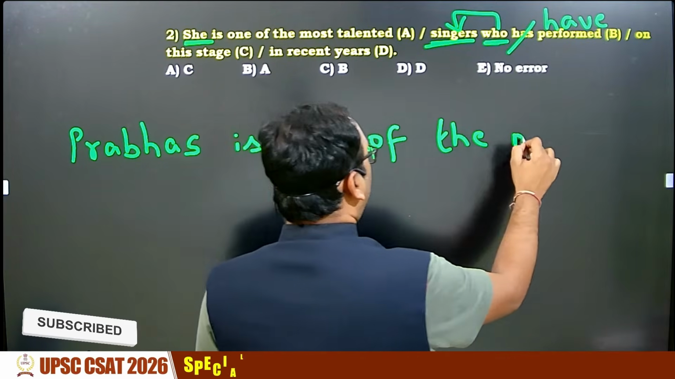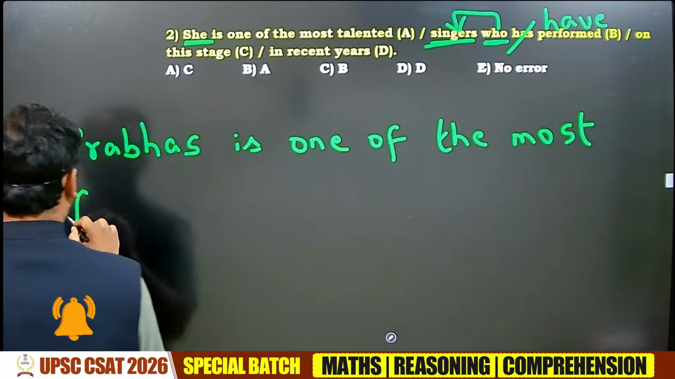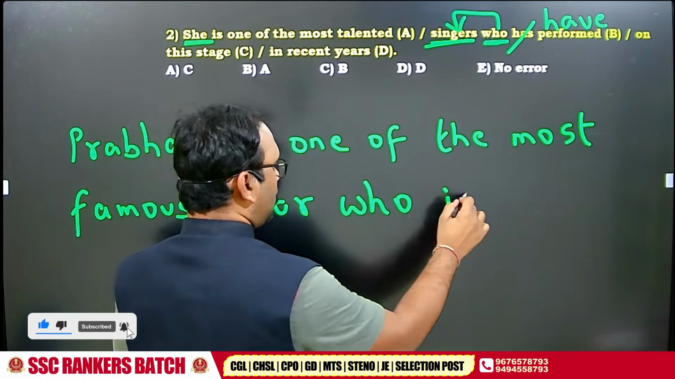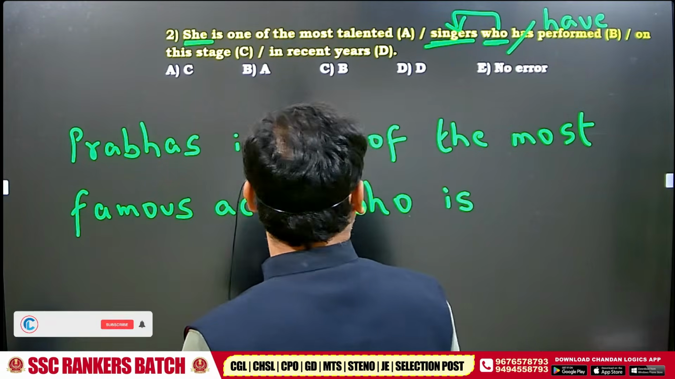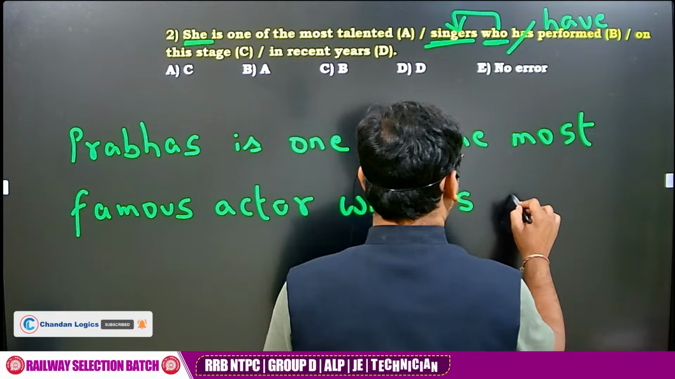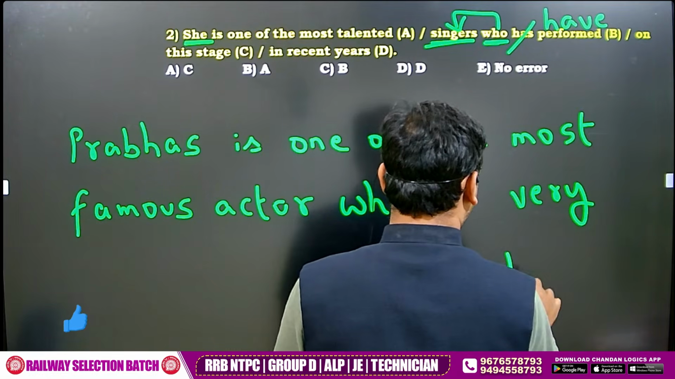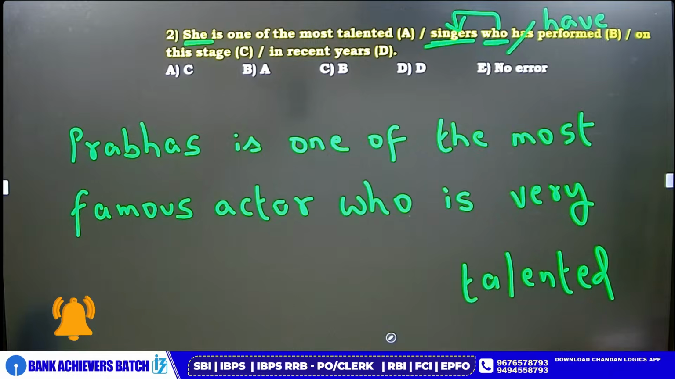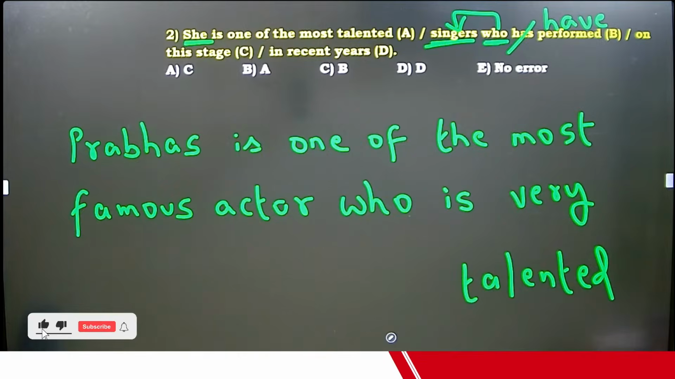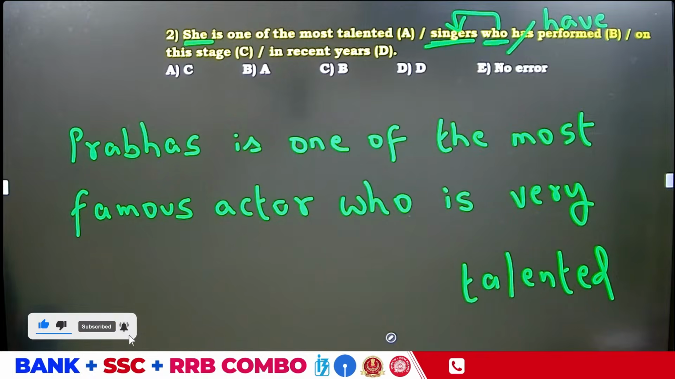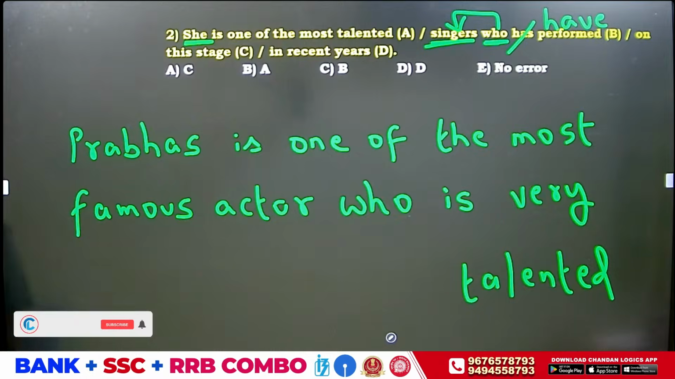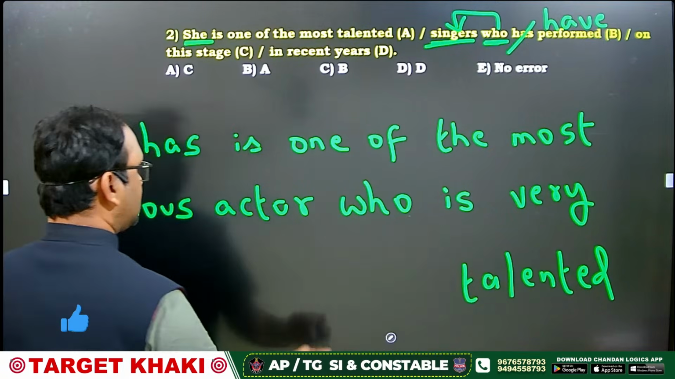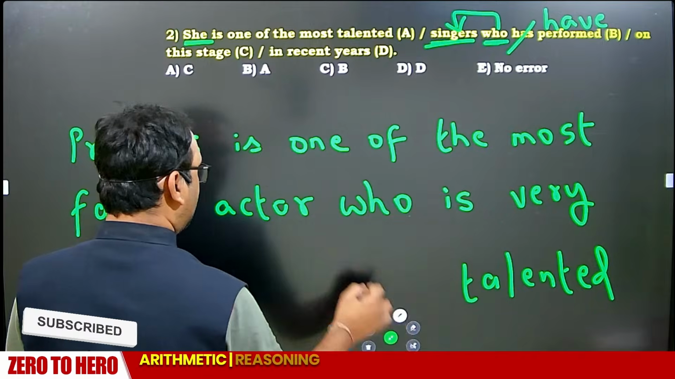Prabhas is one of the most famous actors who is very talented. Guys, can you tell me what the error is in the sentence? Normal student thinks there is no error in the sentence, but there is a serious problem in the sentence. Here, I need to make a small correction here, actors.